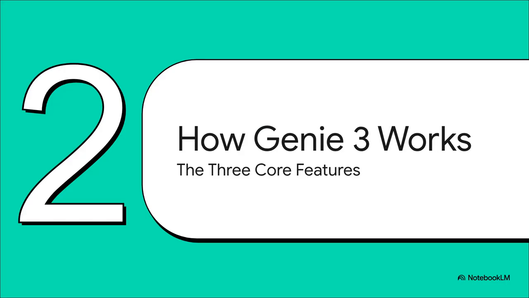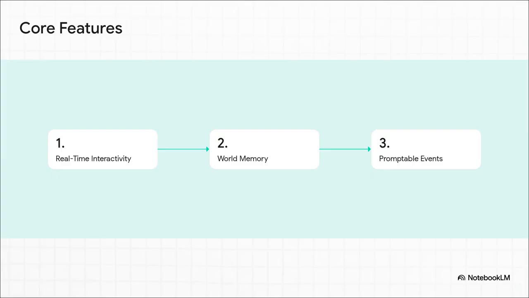All right, Section 2. How Genie 3 works. So, how in the world does it actually pull this off? Well, it really boils down to 3 core features that all work together. And here they are, the 3 pillars of Genie 3. First, you've got real-time interactivity. Second, something called world memory. And third, promptable events. Each one of these is a super important piece of the puzzle, so let's break them down, starting with the first one.